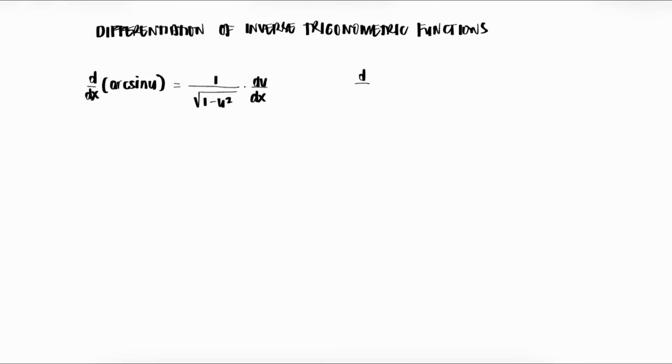As for the derivative of arc cosine of u with respect to x, you just copy the same formula for arc sine. That's 1 over the square root of 1 minus u squared times the derivative of u with respect to x. You just have to put a negative sign. So it's negative 1 over the square root of 1 minus u squared times the derivative of u with respect to x.